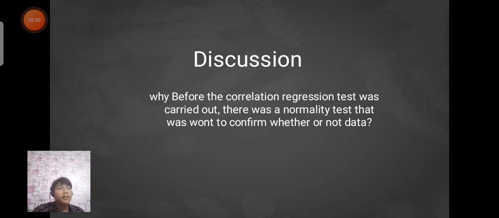And the discussion. Why before the regression test was carried out, there was a normality test to confirm whether or not the data were normal. Yes, we will discuss it.